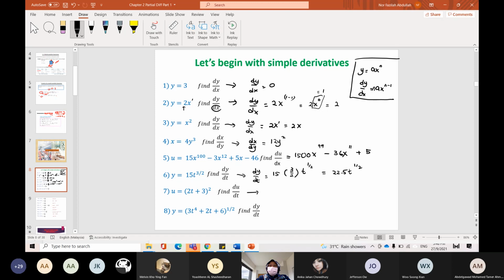Okay. So next, question 7. du over dt, 2t plus 3 squared, equal to 4t squared plus 12. So from here, we find du over dt is equivalent to 2 times 2t plus 3 multiplied by 2. So you have 4 times 2t plus 3, or it's equivalent to 8t plus 12, right? Okay, so the last one, number 8.